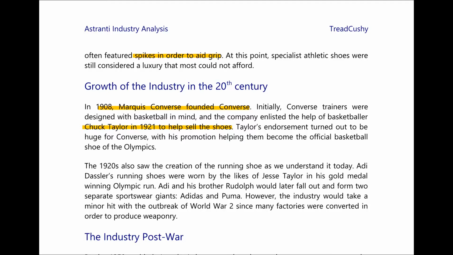Now, the other big brands to come around in this period were Adidas, founded by Adi Dassler in the 1920s, popularized by Jesse Owens, the famous athlete, in his gold medal winning Olympic run. Now, Adi and his brother Rudolph had a falling out and they ended up having a pretty iconic rivalry, forming two separate companies, Adidas and Puma. Today, two of the biggest apparel companies in the world, the second and third biggest companies in the industry.